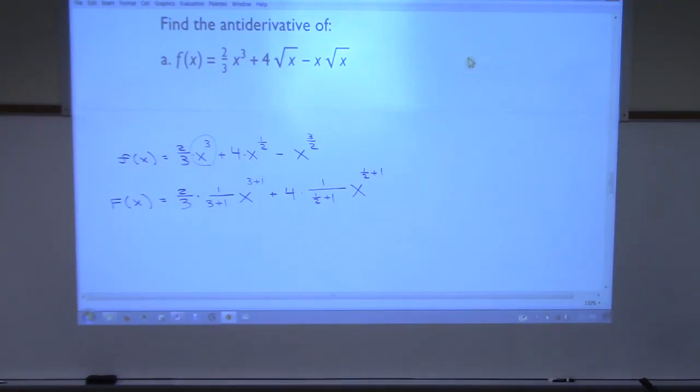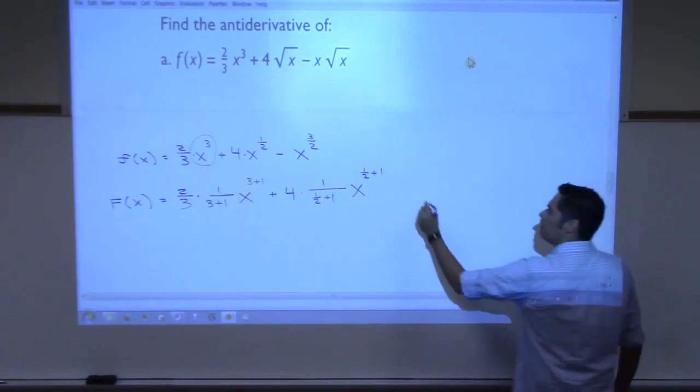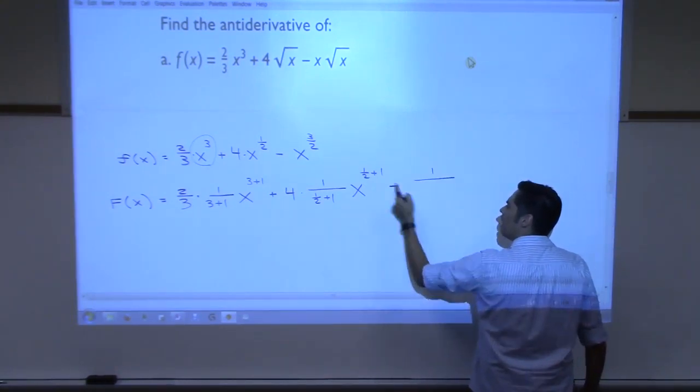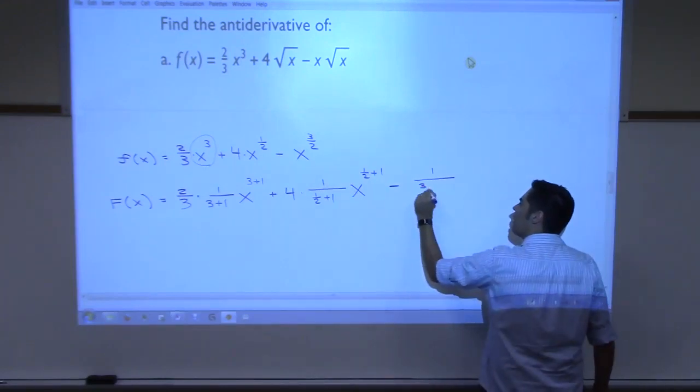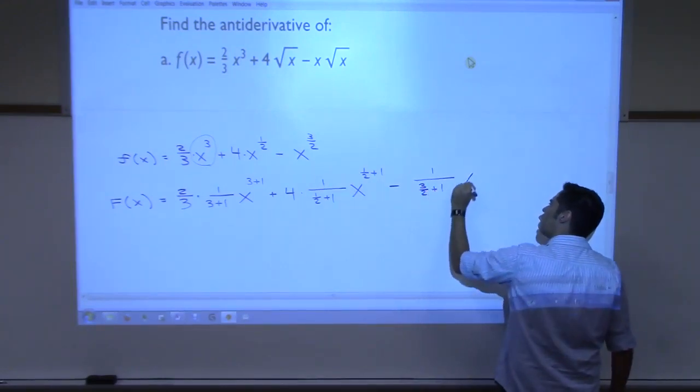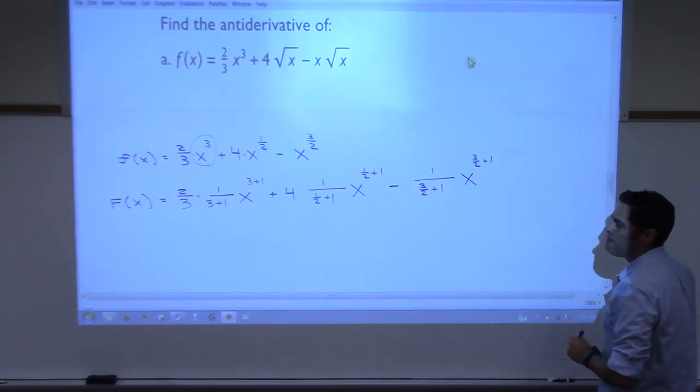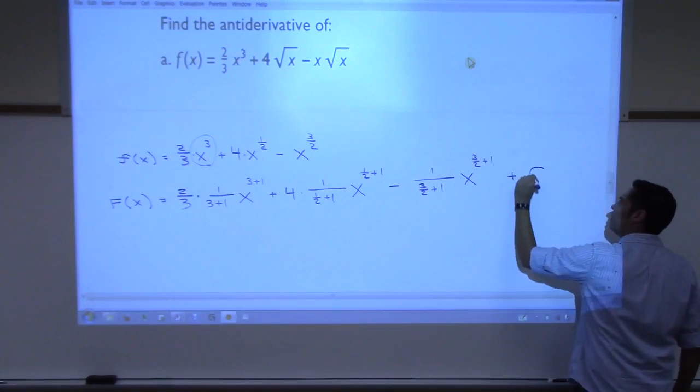And I continue. Minus 1 over, what's n for us on that last one here? 3 halves, so I'm going to go 3 halves plus 1, x to the 3 halves plus 1. And then at the very end, I'm going to say plus c.